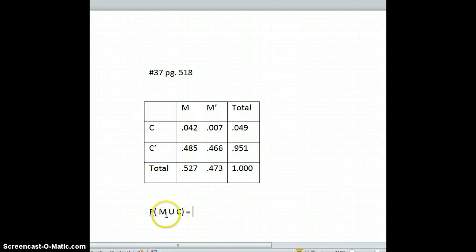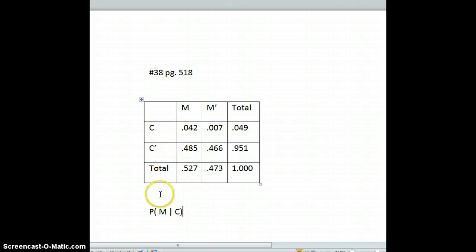This problem is asking for the probability that either M or C occurs. So unite all the probability that M occurs, the total for M, and all the probability that C occurs, the total for C. But when doing that, this part gets counted twice. So we have to make sure to subtract the intersection there that got double counted. And that will be your final answer for the probability of M union C.